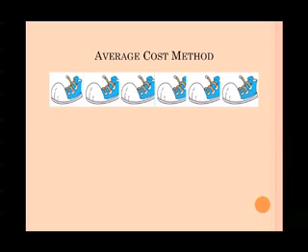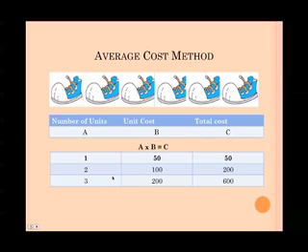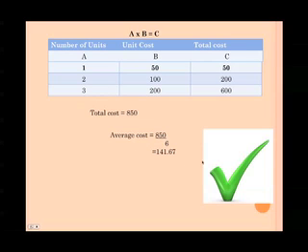So let's say we have 6 pairs of shoes, all costing different amounts. 1 being $50, 2 being $100, and 3 being $200. To find the average unit cost, we times the number of units by the unit cost, giving us a total cost. Summing this up, we have a total cost of $850. The average cost becomes $850 divided by 6, 6 being the total number of units, giving us our average cost.